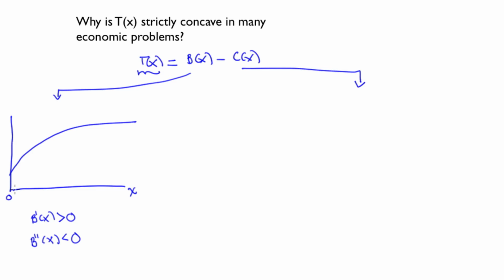In other words, every additional unit of x that the individual gets or does provides some additional benefit, but at an ever decreasing rate because the second derivative is less than 0.